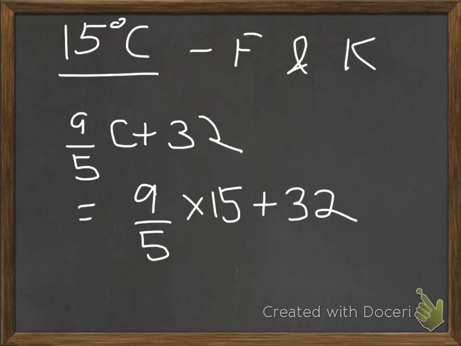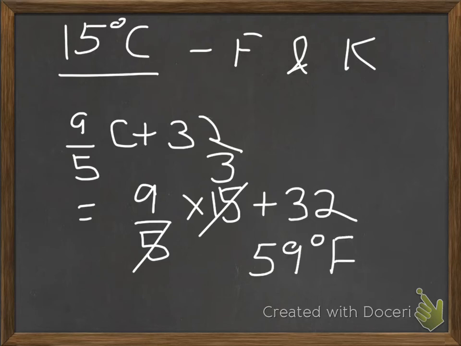If you calculate this, how much will you get? 15 by 5 is 3, and 3 nines are 27. 27 plus 32 is 59. So 59 degrees Fahrenheit is the answer for this question.